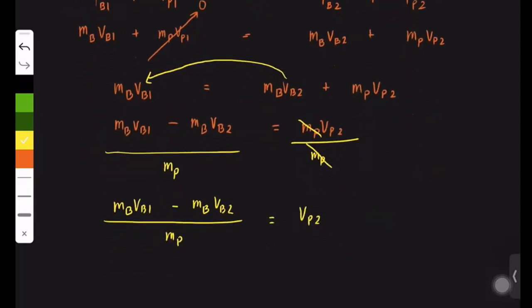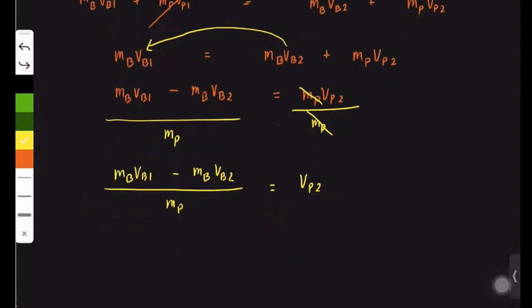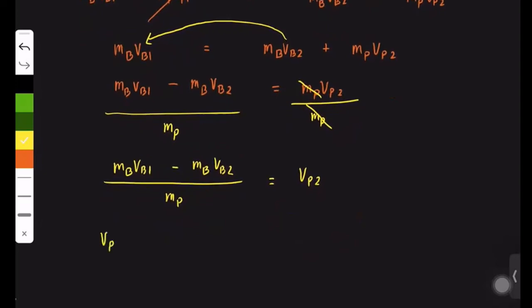All we need to do is arrange this in such a way that it's acceptable in the mathematics world. Ibig sabihin, dapat ito nasa kabila. We will simply exchange their positions. So this will now become VP2, the velocity of the bowling pin after the collision, is simply equal to MB VB1 minus MB VB2 over MP.